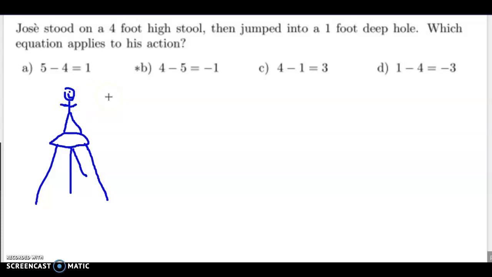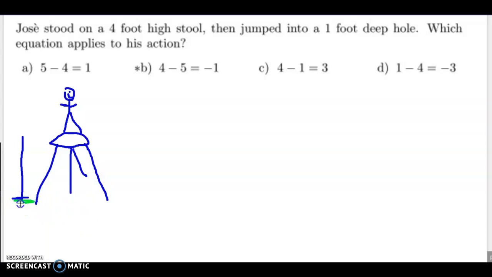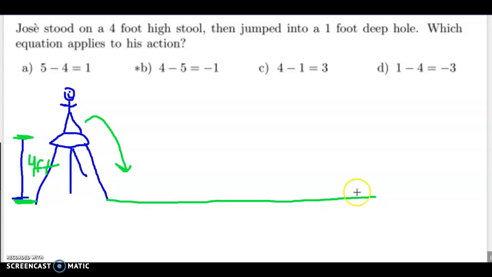Now look, it says I'm on this 4-foot high stool. So from here, the bottom of the stool, to the top of the stool is 4 feet. Now he jumps off, right? So there he goes. But he's not just jumping onto the ground, which would be here. He's jumping into a hole.